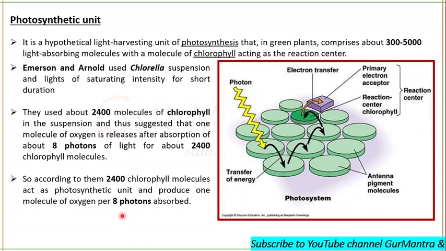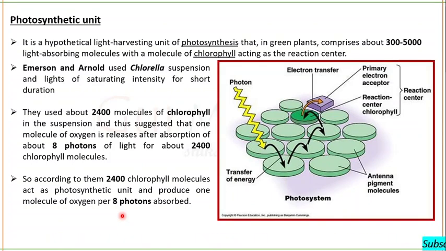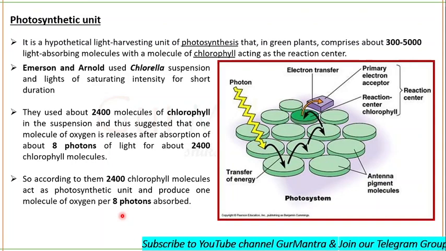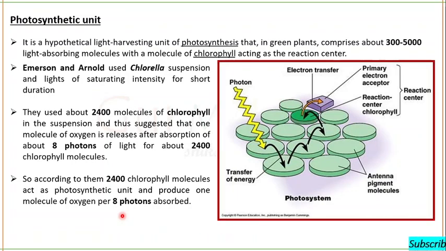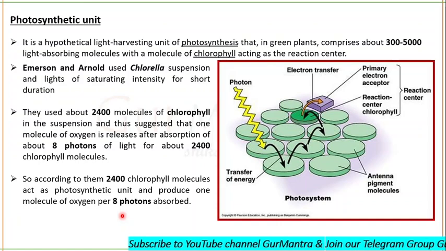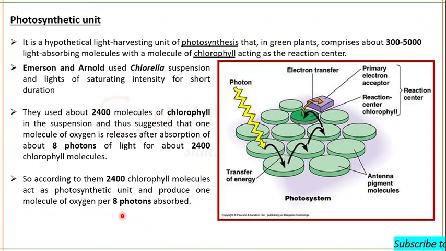You understand it now? Emerson and Arnold themselves prepared their own photosynthetic unit in which they included about 2400 chlorophyll molecules. And for those molecules, they calculated the number of oxygen molecules released per photons. So they found that for 8 photons, there is a release of one oxygen molecule. They were calculating all these things.